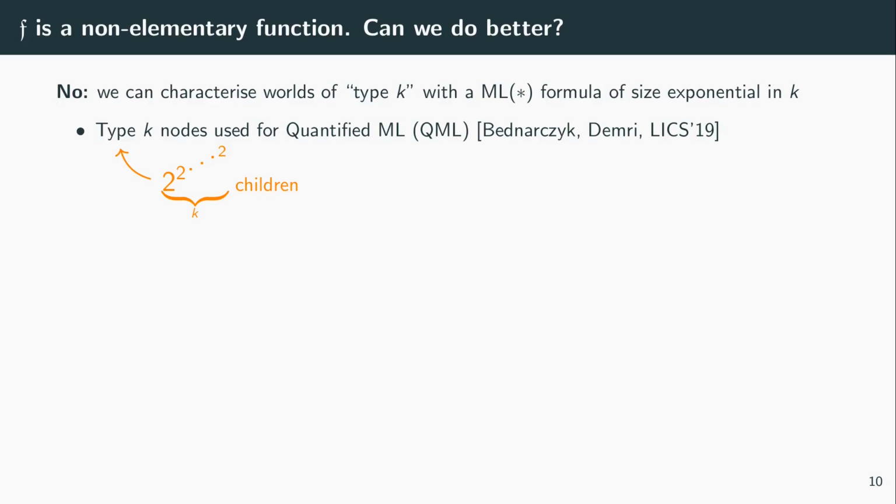And among other properties, a node of type K will have a non-elementary amount of children, a Tower amount of children. And now I will explain a little bit what this node of type K is, because it could be applied to other similar modal logics.